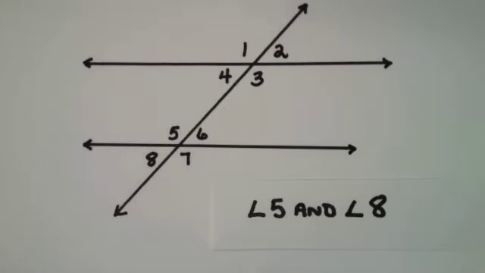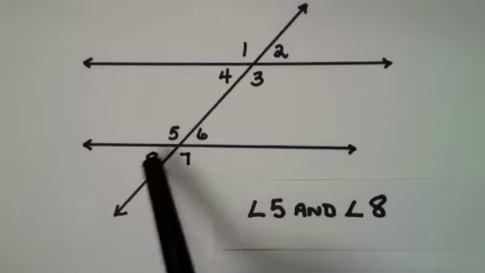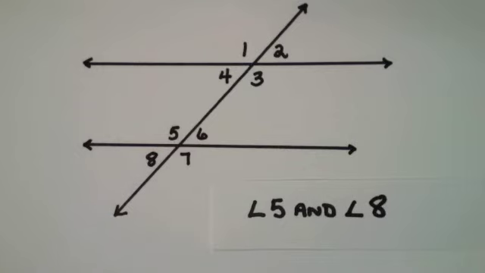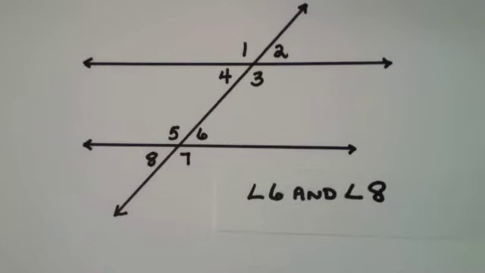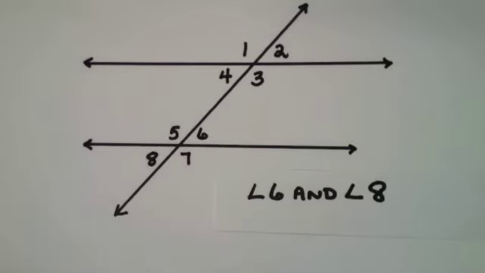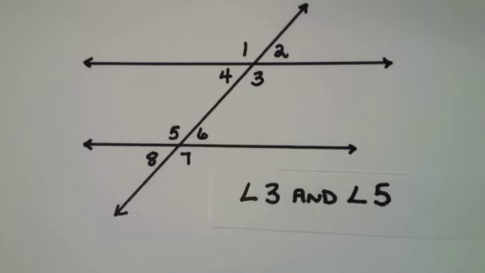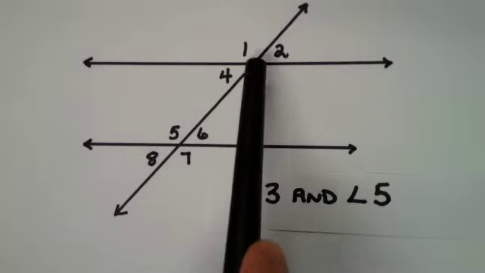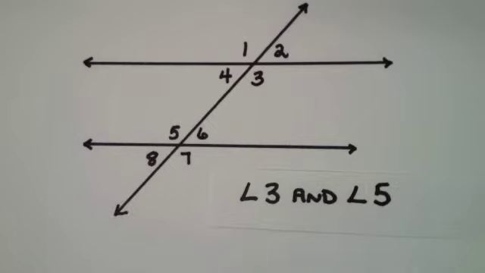What types of angles are 5 and 8? 5 and 8 are beside each other. They form a straight line. They are a linear pair. 6 and 8. What type of angles are 6 and 8? They're across from each other, the exact same size and shape. They're vertical angles. What type of angles are 3 and 5? 3 and 5 are on opposite sides of the transversal and inside these two lines. 3 and 5 are alternate interior angles.